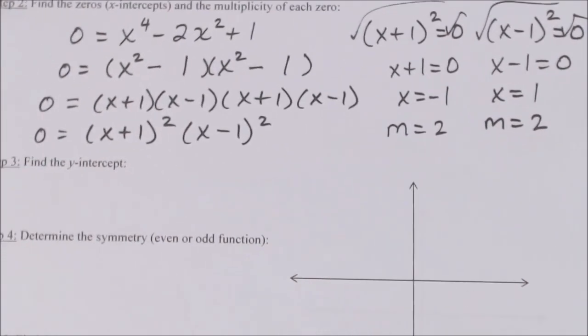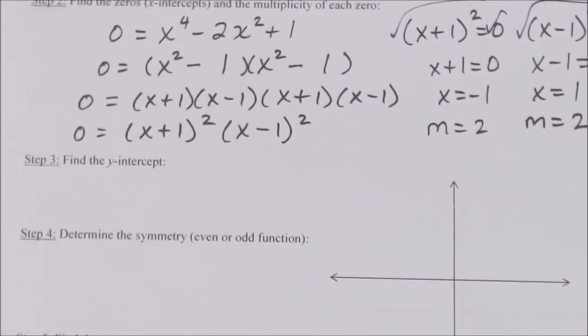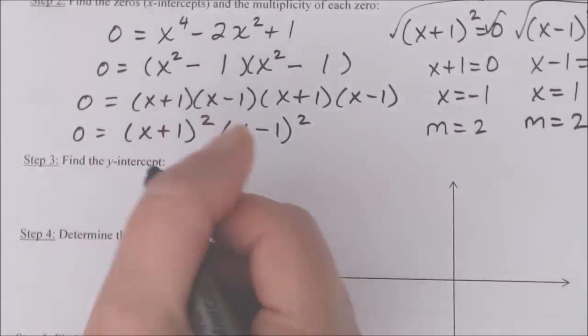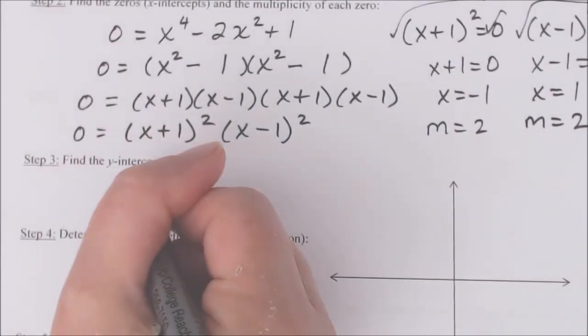Step 3 is to find the y-intercept. So how do we get y-intercepts of a function? Well, to get x-intercepts, we replaced y with a 0. So to get the y-intercept, we're going to replace x with a 0, just like we did in chapter 2 when we graph lines. So I'm going to go ahead and replace the x's with a 0.